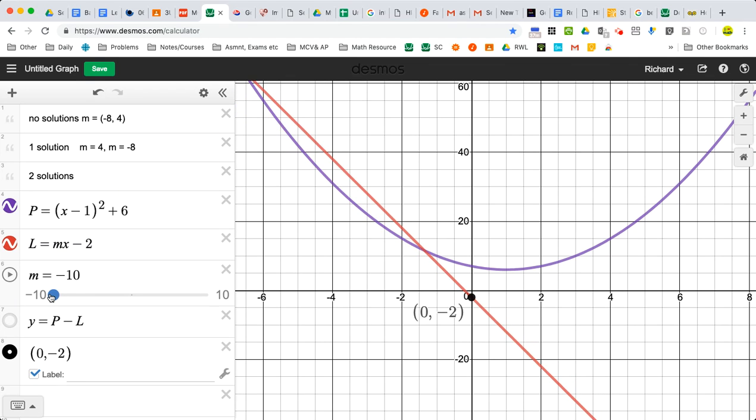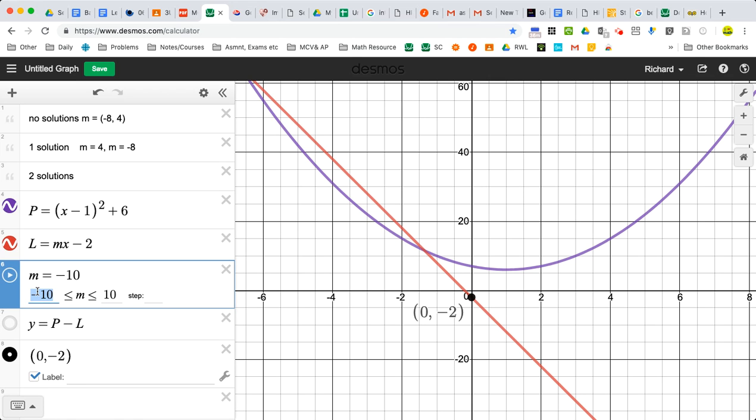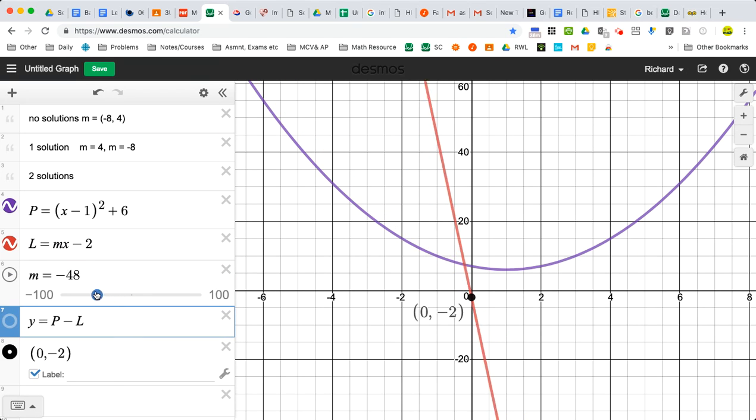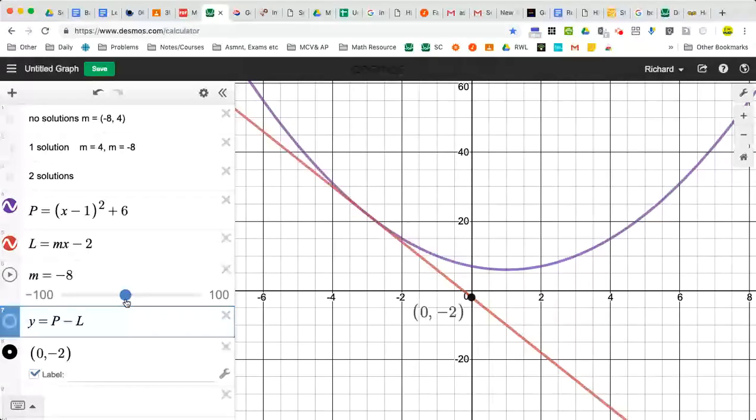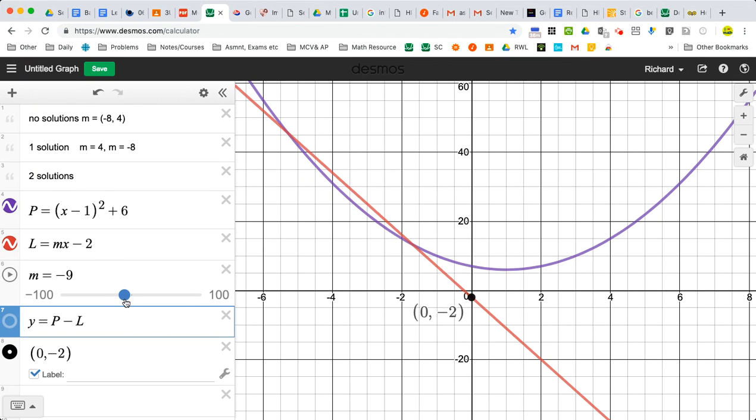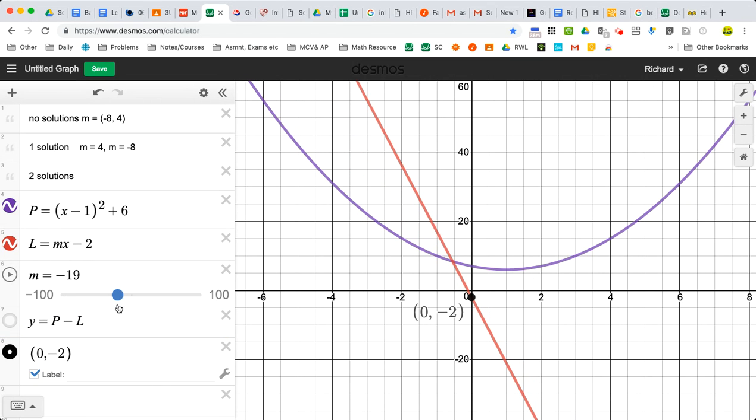If I make it more steep, so -10, and I'm going to have to make this up to -100, and make this up to 100 here. So really, I can go all the way from a slope of -8, and then make it more and more steeper, but negative, right up to -infinity, right? So from -8 all the way up to a slope of -infinity. So -8 has one intersection, but anything steeper than that will have two. Anything steeper will have two.